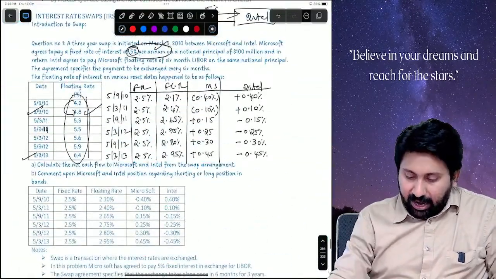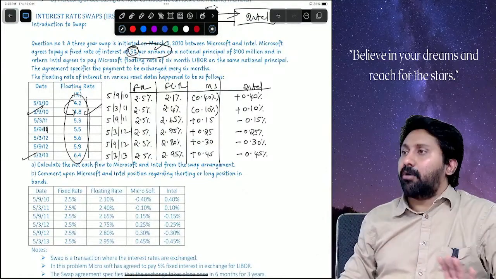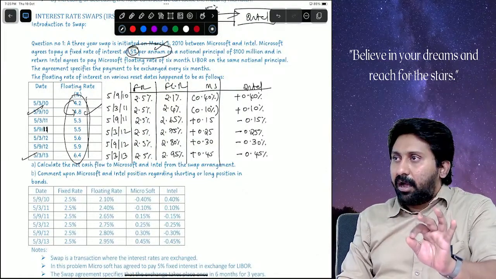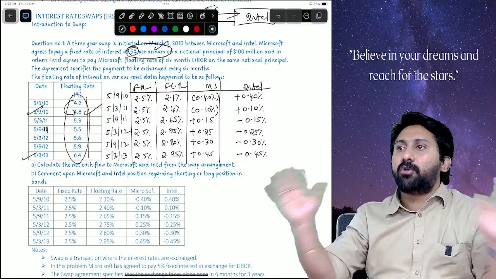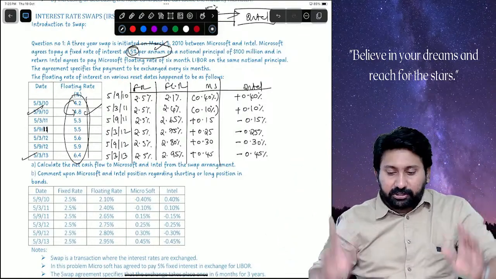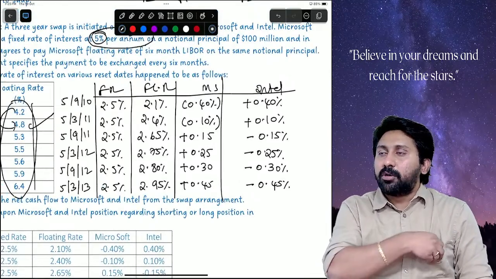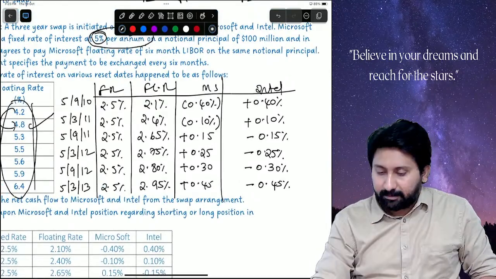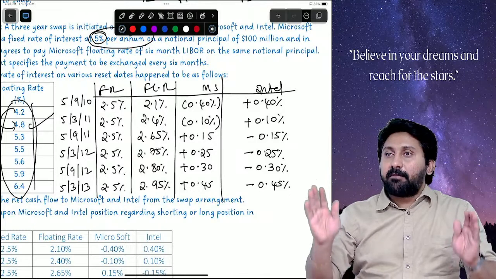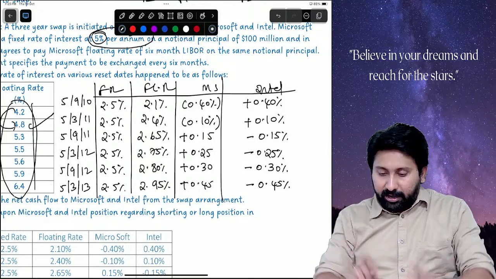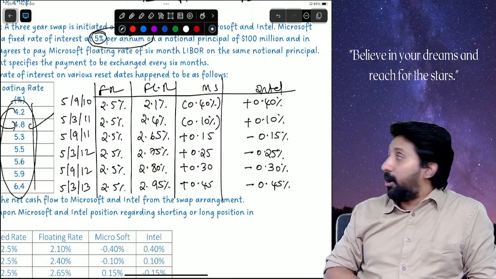First, I didn't explain anything great now. Just we have seen how one person can enter into contract with another. Now I will ask you one question, answer. 5/9/2010. Who is losing, who is winning? Intel is winning, Microsoft is losing, correct? Okay. How much is the winning rate?